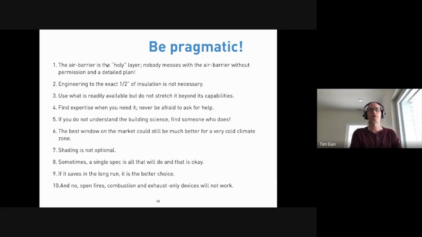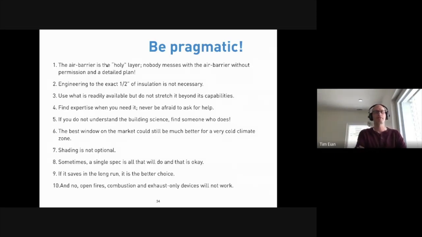Shading is not optional. I would say there's an asterisk there: if your building relies on high solar heat gain. As I mentioned earlier, large buildings rely less and less on that, so there are some exceptions to the rule. But when we're dealing with smaller scale buildings, it is very important for occupant comfort.